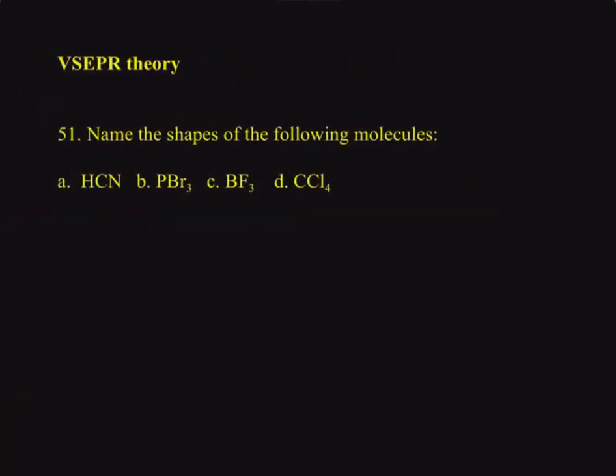Okay, VSEPR theory and shapes. First you're going to have to draw the Lewis structures for each of these, and to do that you're going to go through the NASL steps. For A, you're going to end up with this Lewis structure: hydrogen bonded to carbon with one bond, a triple bond to nitrogen, and then there's going to be a lone pair on the nitrogen.